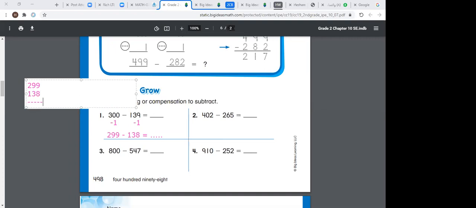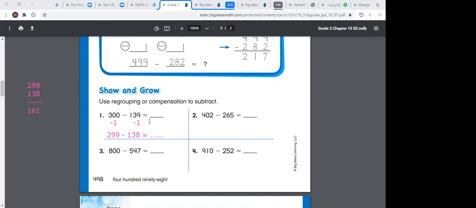Okay, Zainul Abidin? 9 minus 8 equals what number? 1. And 9 minus 3 equals what number? 6. Very good. And 2 minus 1? 1. So the answer equals 161. Let's write 161 here, and write here also 161.